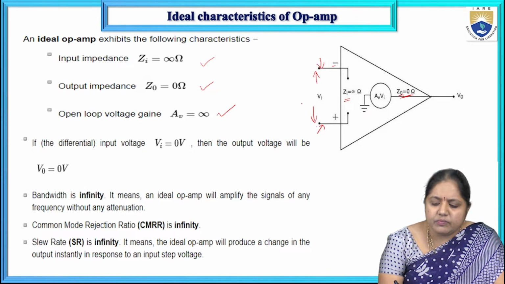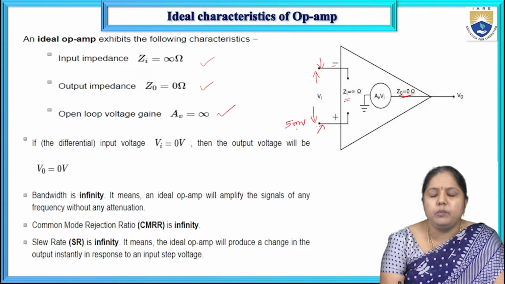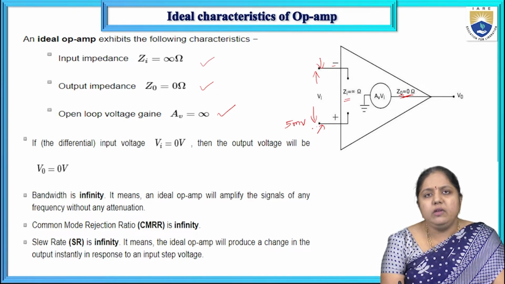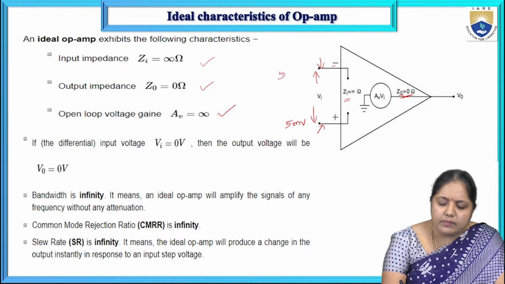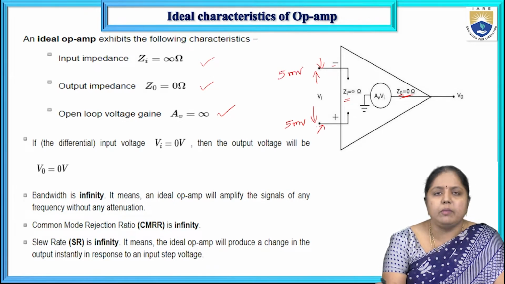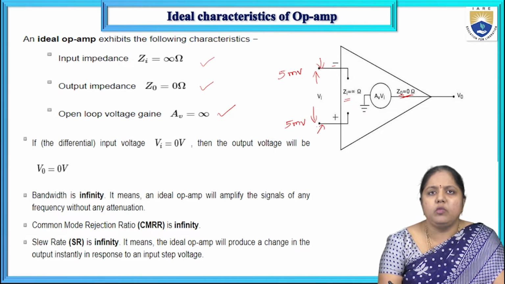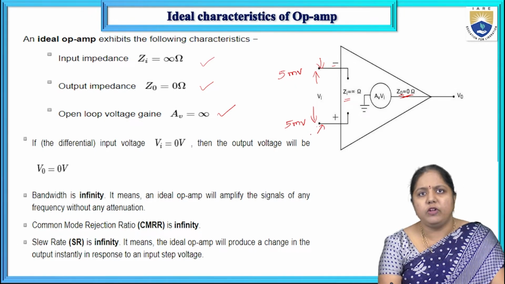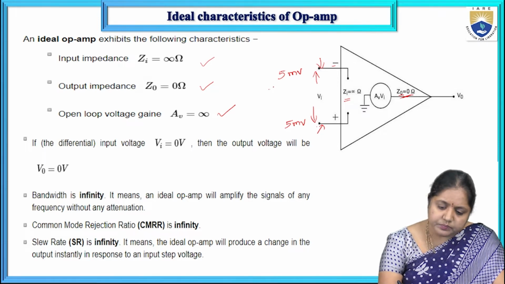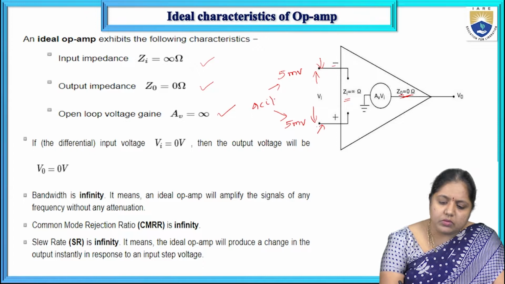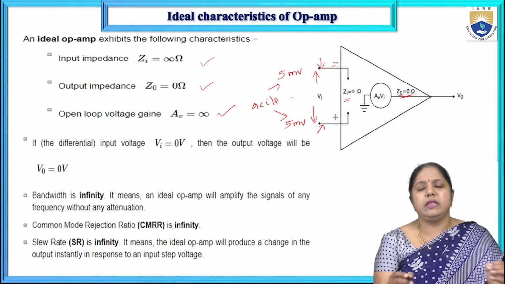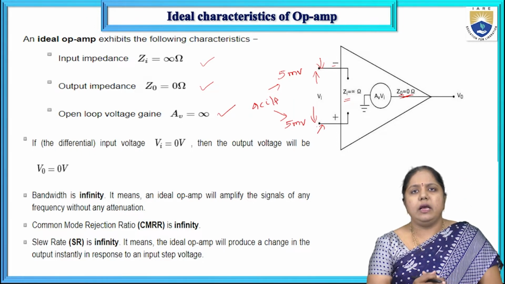For example, suppose I give 5 millivolts as the input for the non-inverting terminal of the op-amp, and 5 millivolts as the input for the inverting terminal of the op-amp. Both the input signal voltages are 5 millivolts and 5 millivolts. These are AC signals, with equal amplitude.